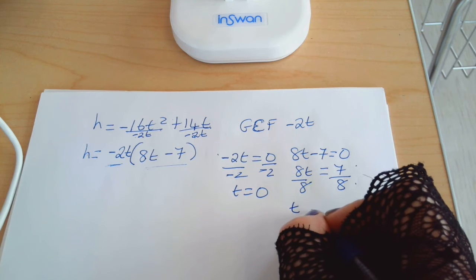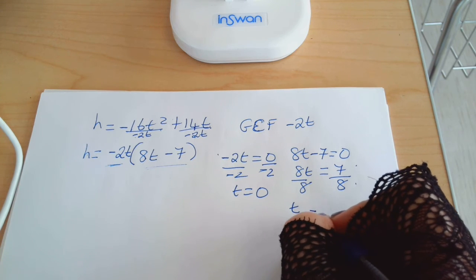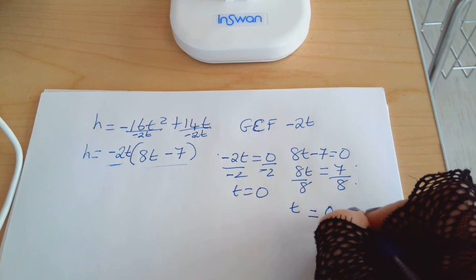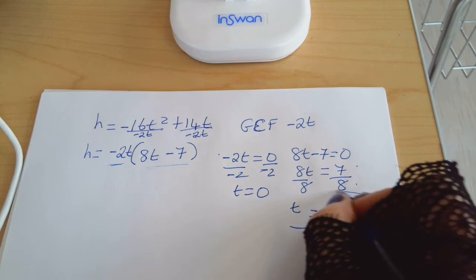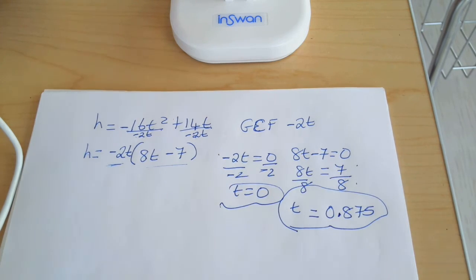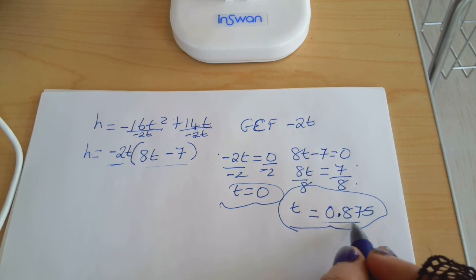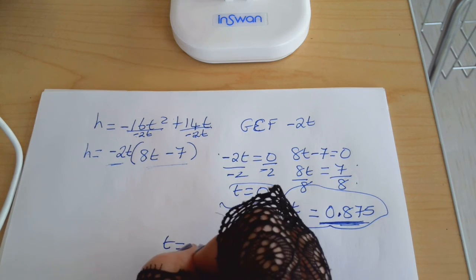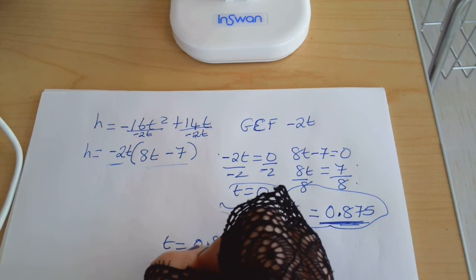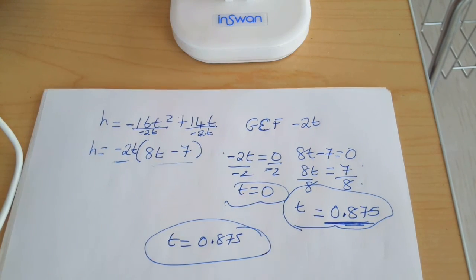and you want a decimal because you're talking about a real amount of time, so you don't want to keep it as 7 over 8. Here you want to take it as a decimal. So you got 0 and you got 0.875. Okay, the armadillo lands on the ground after this. All right, the other one you just kind of ignore here. So the time is 0.875.